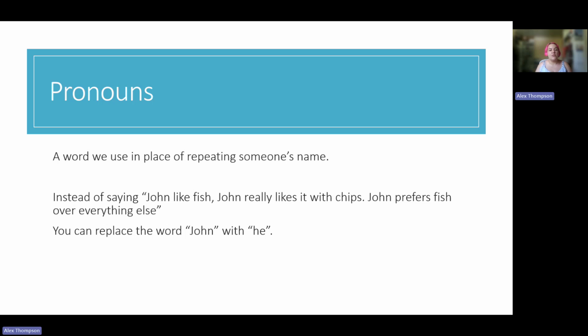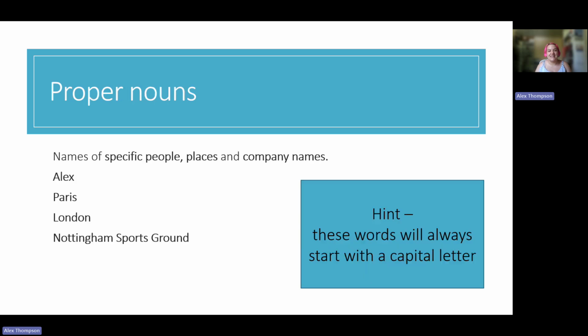Now, the last type of noun that we're going to have a look at are proper nouns. And we've actually used one in that sentence there. Proper nouns are the names of specific people, places, and company names. So we said a noun could be a cup, but that could be any cup. If we're talking about something that is specific, like a specific person's name, it's a proper noun. A specific place is a proper noun. And that goes as far as things like sports clubs, company names, and all of these have capital letters.